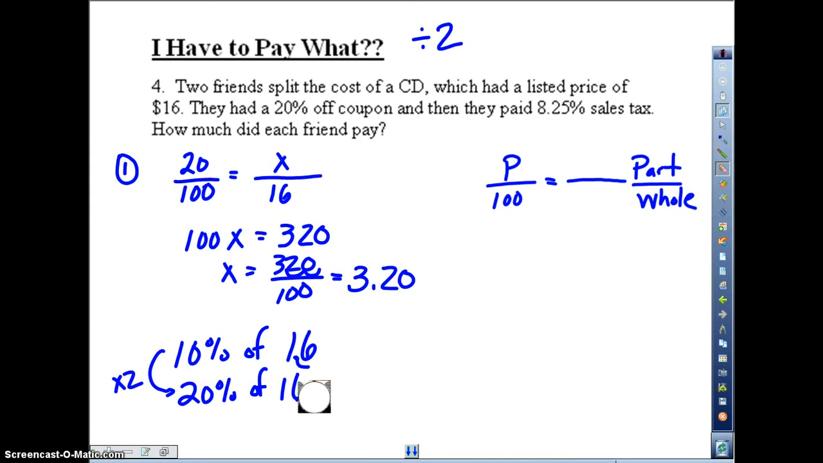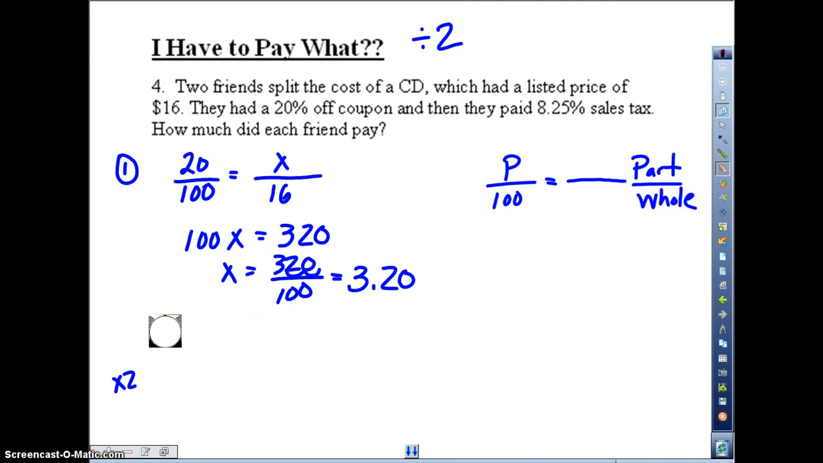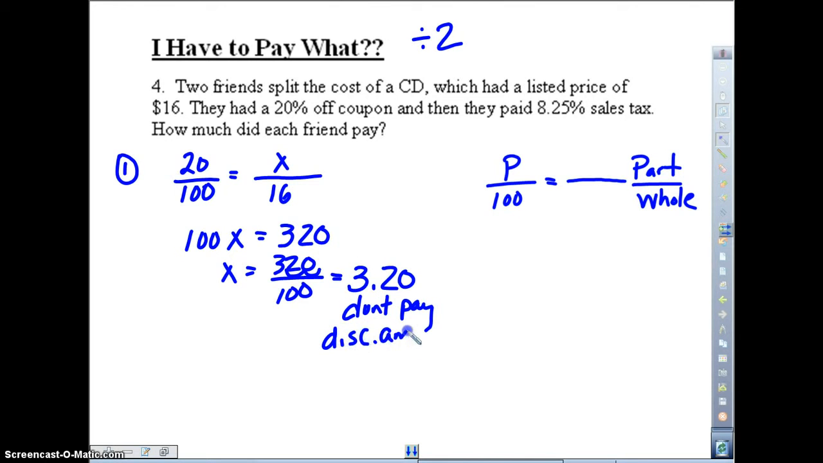Anyway, I know how much I don't have to pay. My 20% discount means that I don't pay $3.20. That's also known as your discount amount. So what's our next step? If I don't have to pay $3.20 of the 16, how much do I have to pay? Let's take $16 and subtract $3.20.